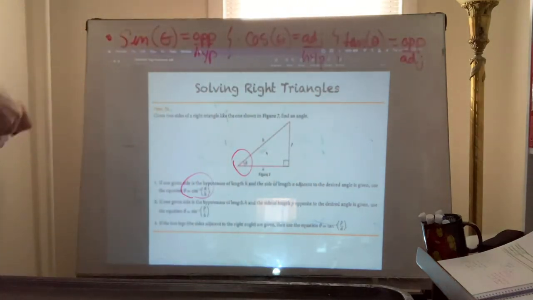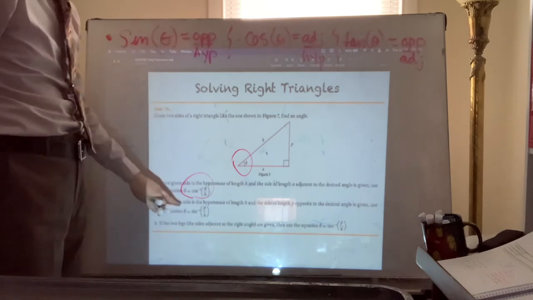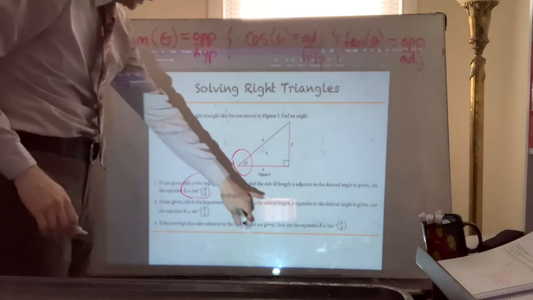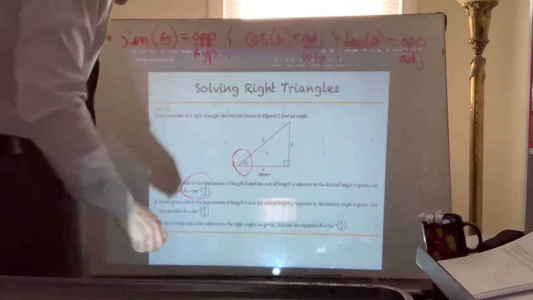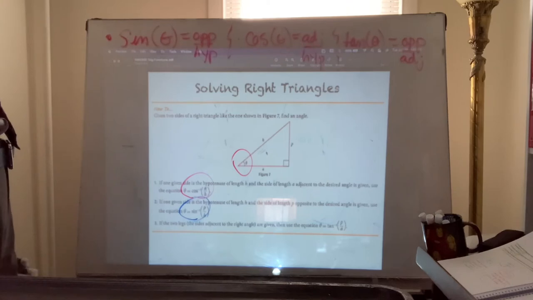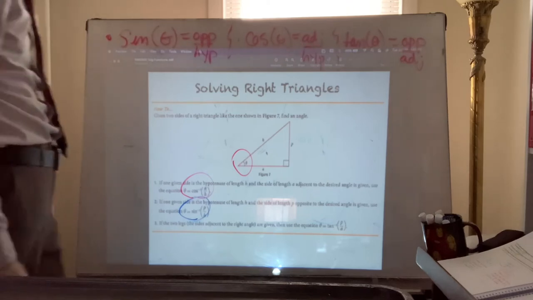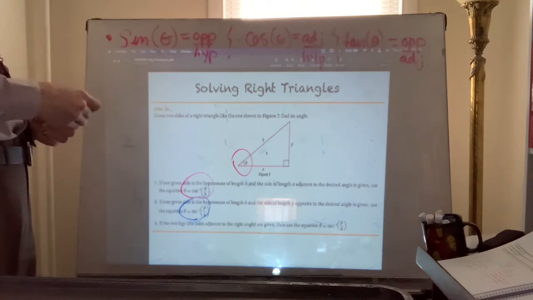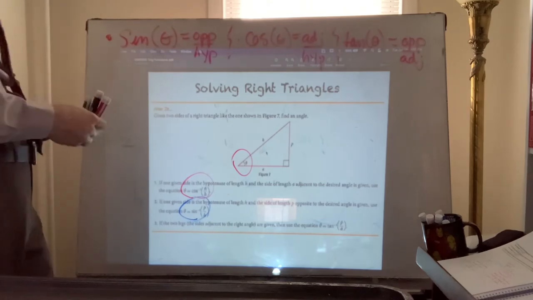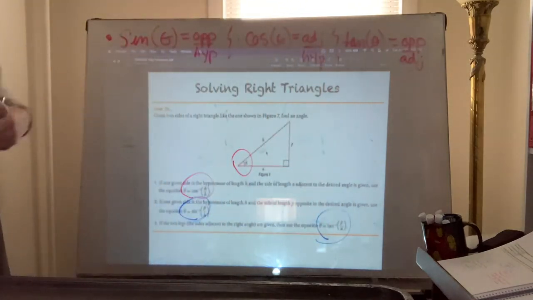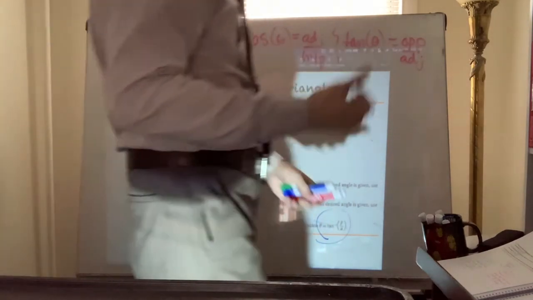They go on to elaborate on that point. If you're given one side that is the hypotenuse and the side opposite the angle, then you would naturally incorporate sine. In this case, it would be an inverse sine because we're looking for the angle. And if you're given the two legs, the sides adjacent to the right angle, then you would employ tangent. So that's a good summary of what we'll be doing.